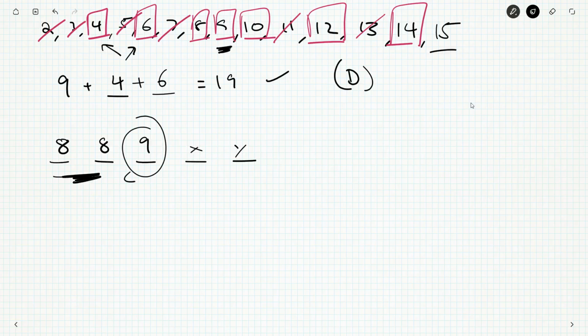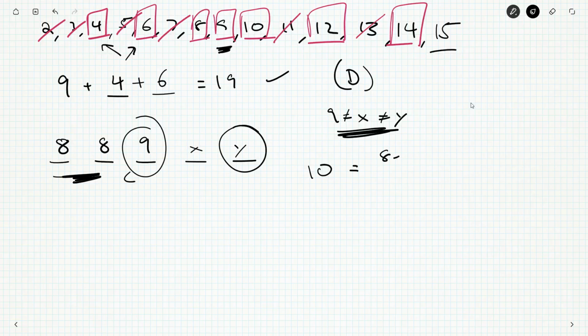And the only other thing I know is that 9 is not the same as X, and it's not the same as Y, because 8 is the only one that's allowed to appear more than once. So, I'm not in the happiest of situations, because I don't just have one number sitting out as I'm about to calculate the mean, but maybe knowing that they're different will help me. So we've got 10 here. That's going to be 8 plus 8.